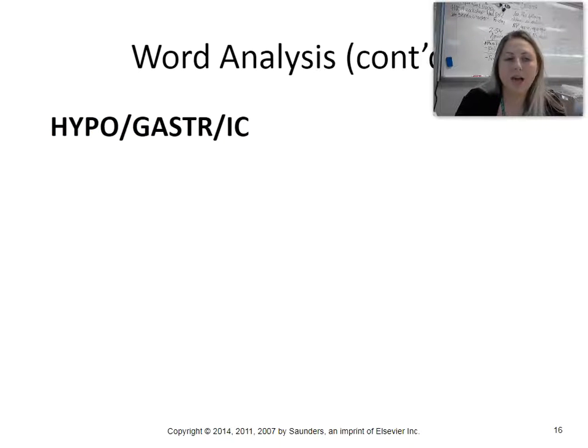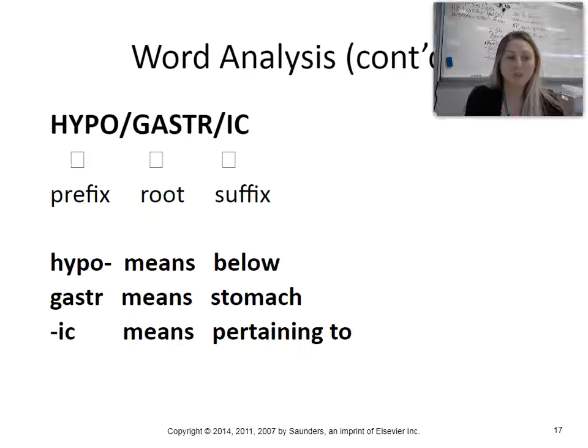So let's take a peek at hypogastric. How many prefixes do we have? Okay, how many root words do we have? How many combining vowels? How many combining forms? How many suffixes do we have? Okay, so this has one prefix. This is the first prefix we've seen that comes at the beginning of the word. And then we have one root word and one suffix.